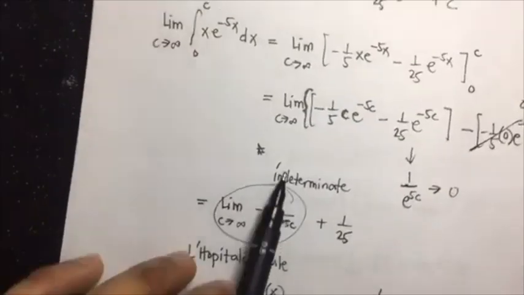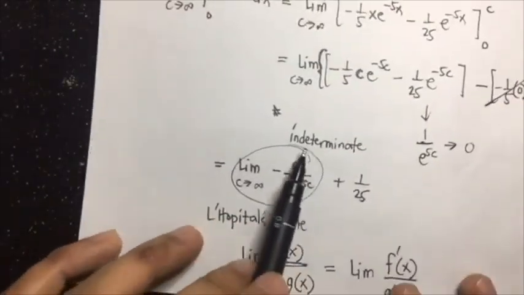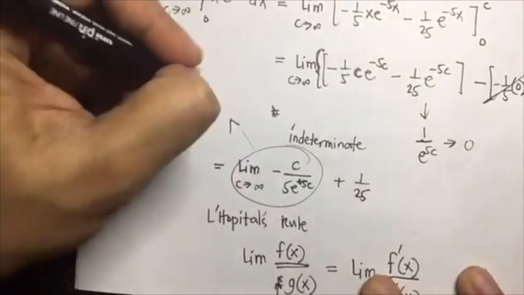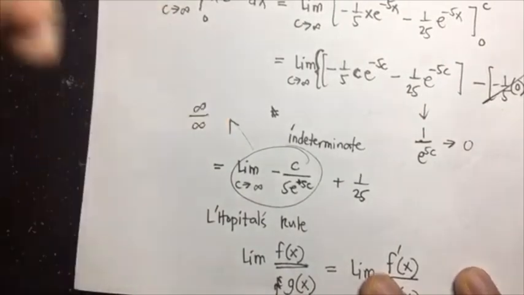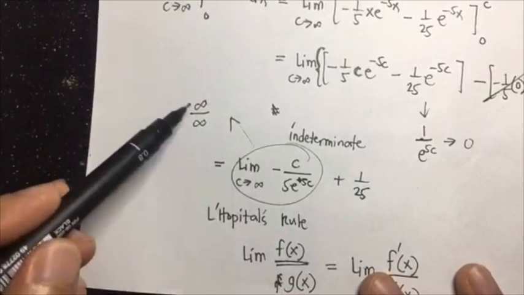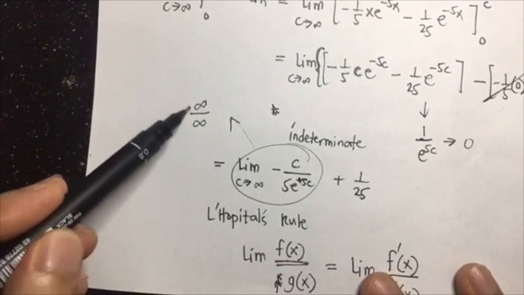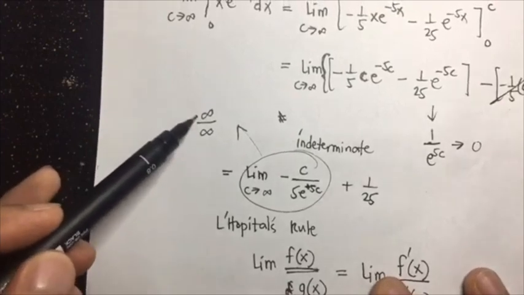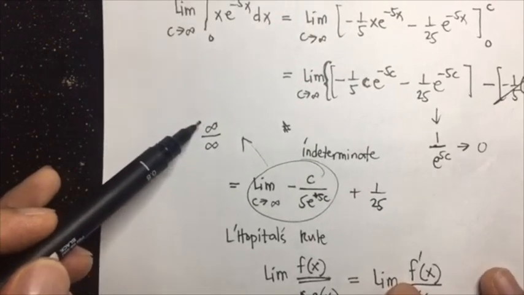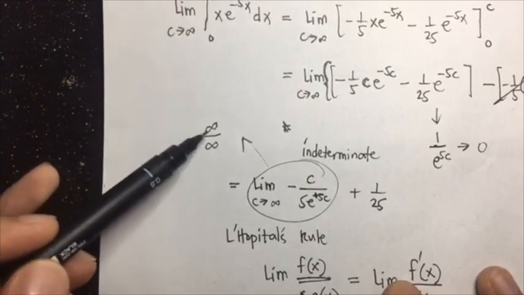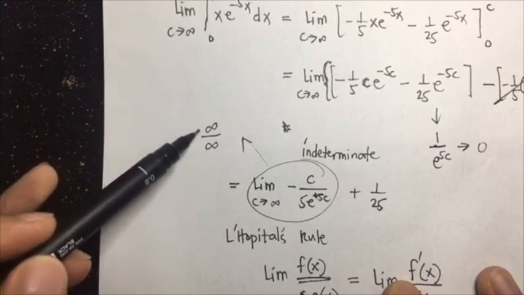Unlike in this one, this one is indeterminate, because this will result in infinity over infinity. And infinity over infinity is indeterminate because we don't know which infinity is larger. Infinity is used to express very large numbers, but it is not a number itself.